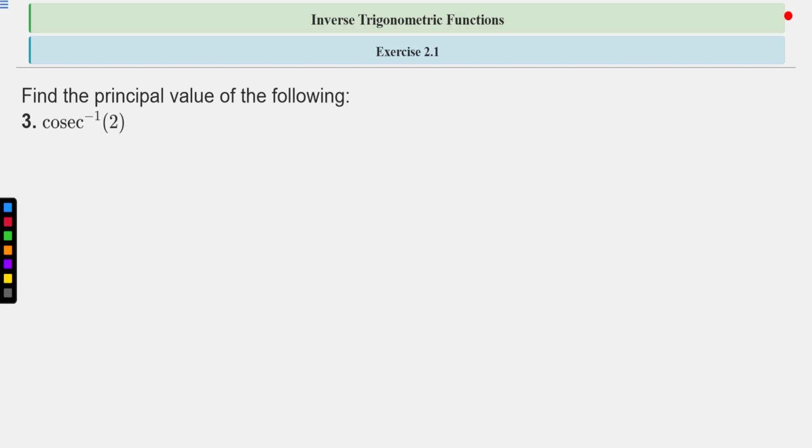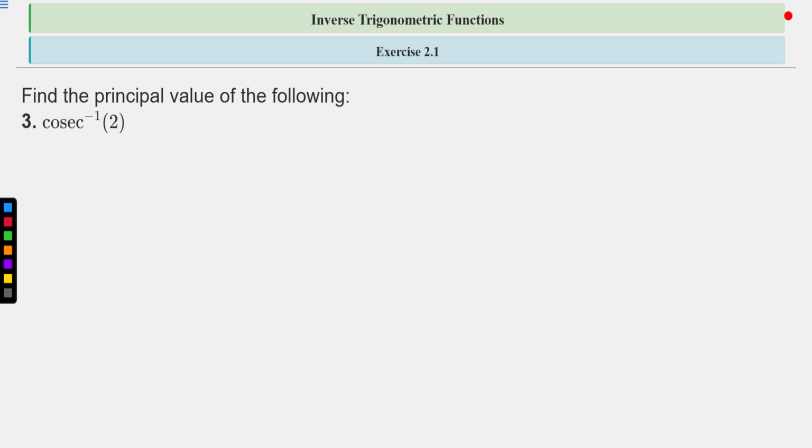Find the principal value of the following: cosec inverse 2. We need to find the principal value of cosec inverse 2. All students, please answer this. Again, all are saying pi by 6. Let us see how it is pi by 6. I am not confirming the answer right now. We will see whether it is pi by 6 or not.